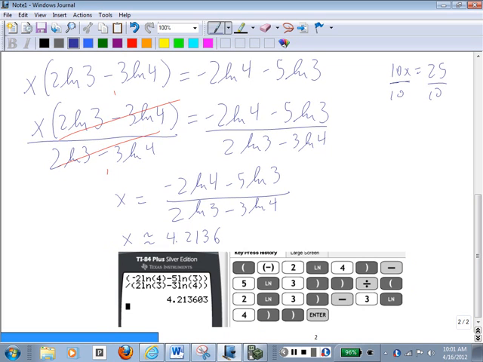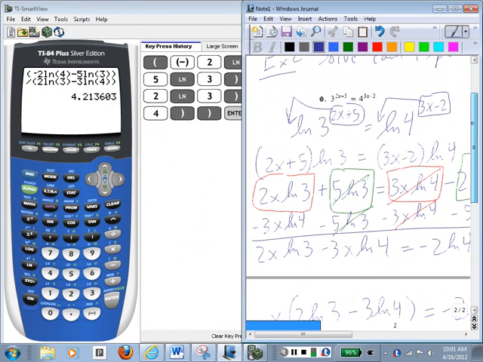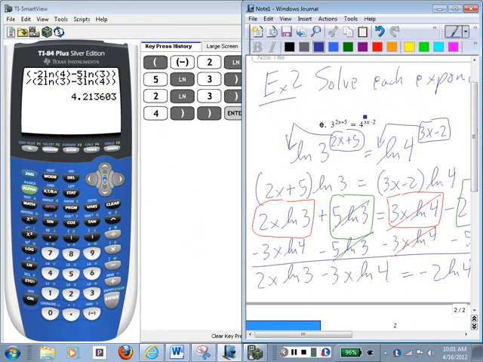If we wanted to check this, to feel a little bit more confident so we sleep better at night knowing that we found the correct answer, what we would do is go back to the original 3 to the 2x plus 5 equals 4 to the 3x minus 2. Substitute 4.2136 for x in each of those places and see if it gives us approximately the same number on both sides. Now it won't be exactly because this is an approximation to the solution, but if we go with 5 significant figures, 4.2136, each one of those figures is significant, then they should agree to the first 5 significant figures in each of those answers.